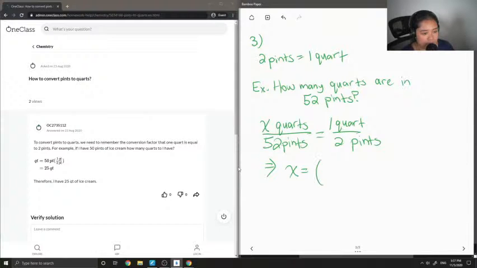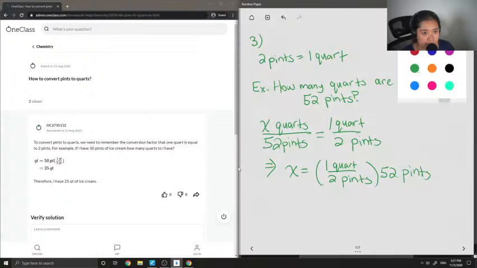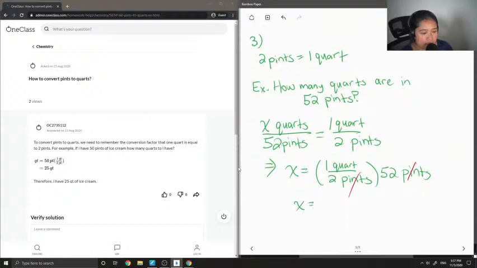Multiplying both sides by 52. Our units should cancel out. So you'll see here that our pints will cancel out and we're left with a value in quarts. So all it is is 52 divided by 2. So there are 26 quarts in 52 pints.